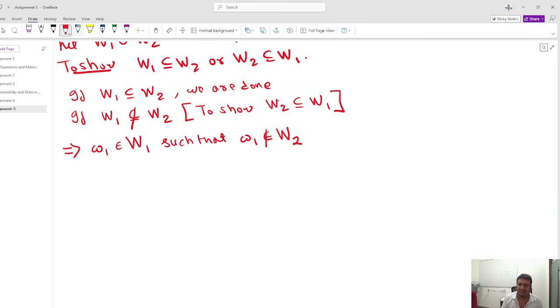So take a point in W2. So let small w2 belong to capital W2. What do you have to show? You have to show W2 is contained in W1. So show that w2 belongs to W1. So if every element of W2 is in W1, you are done.